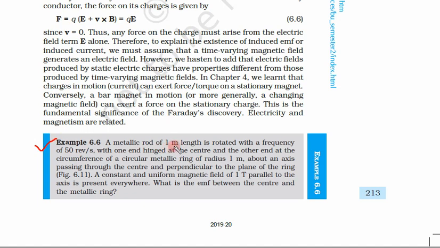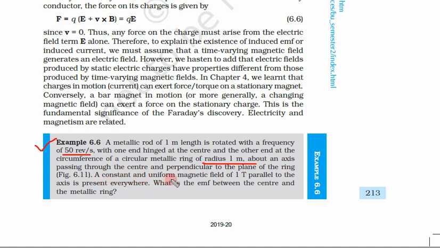A metallic rod of 1 meter length is rotated with a frequency of 50 revolutions per second. It is rotating with one end hinged at the center and another end at the circumference of a circular metallic ring of radius 1 meter, about an axis passing through the center and perpendicular to the plane of the ring. So we will see the diagram.